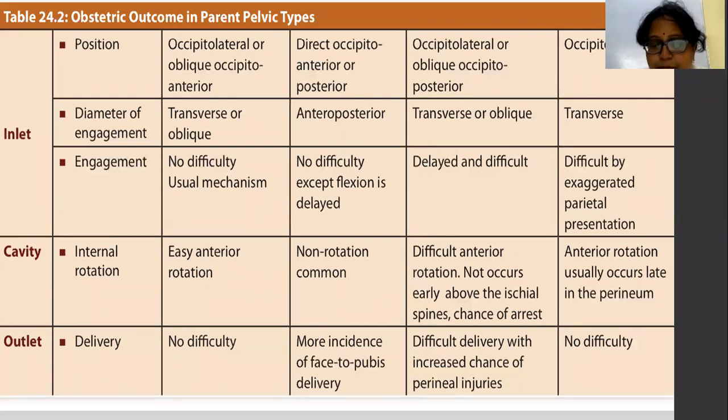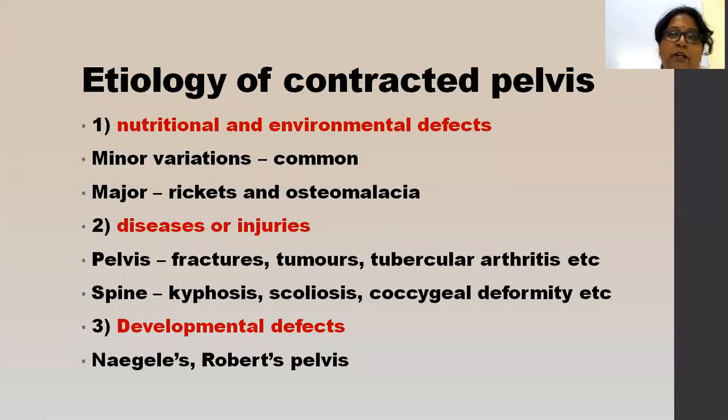Then next I am proceeding on to the etiology of contracted pelvis. What are the causes which will lead to contracted pelvis? Either it can be nutritional or environmental defects. Minor variations are very common even in normal people, but the major changes are caused by rickets, which is deficiency of vitamin D in small children, and osteomalacia, which is deficiency of calcium.